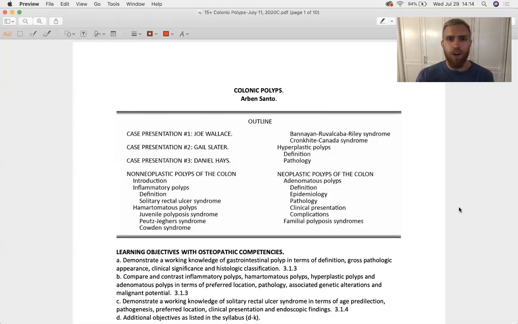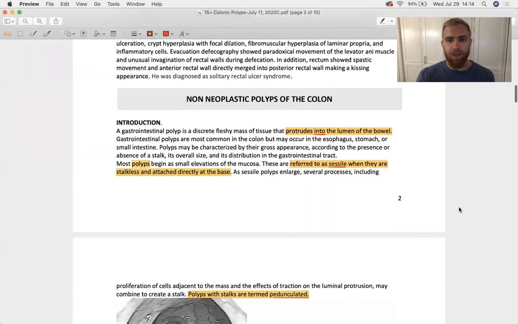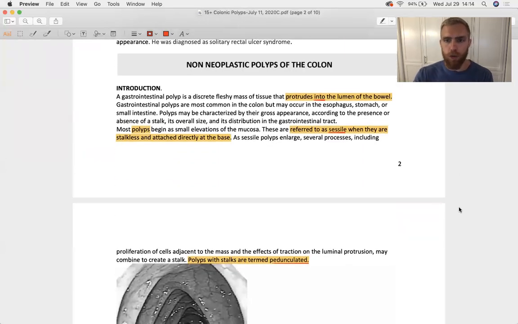Hello. Let's talk about the SDL titled colonic polyps. A polyp is a mass of tissue that protrudes into the lumen of the bowel. And with colonic polyps, the colon is the large intestine, colloquially. And it starts, remember, at your ileocecal valve down in your lower right quadrant.